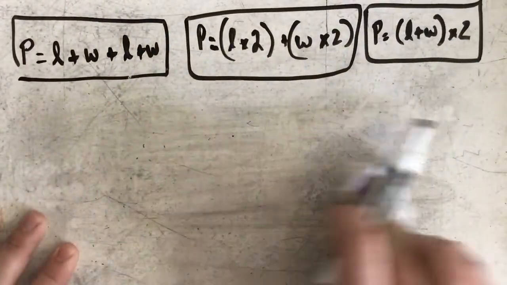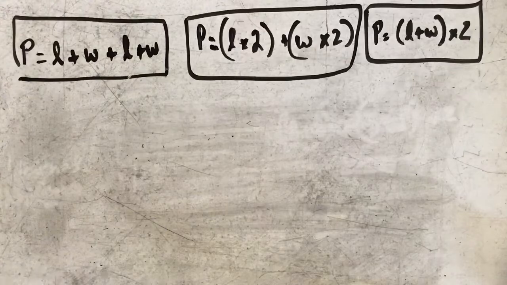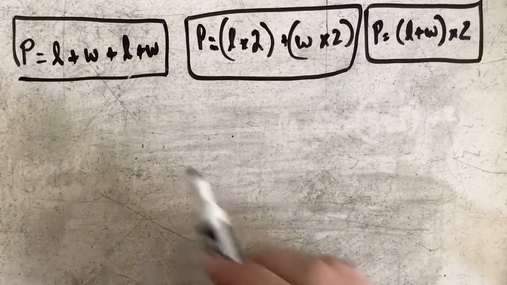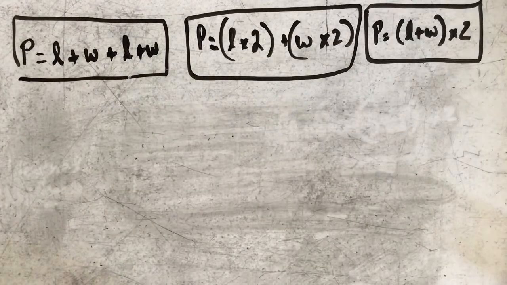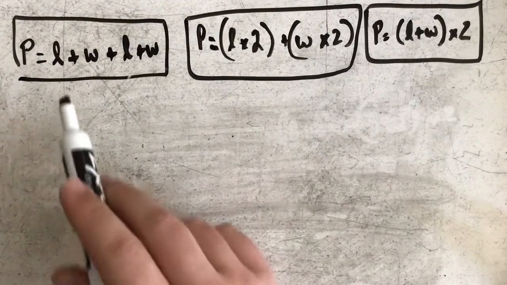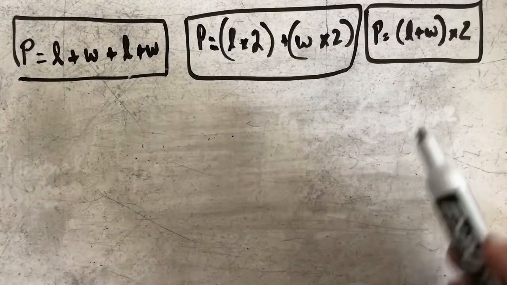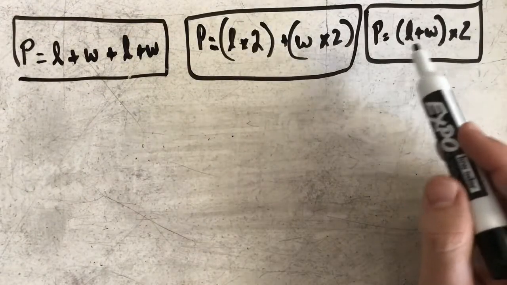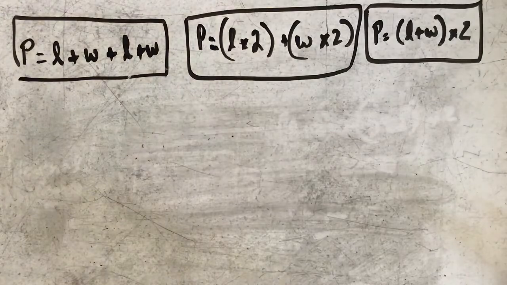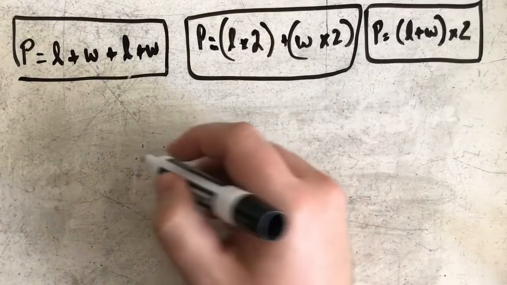And we'll do one more example. In this example, we will use the third formula. And again, I can use any of these formulas on any perimeter problem, and they will all give me the same answer. It really just depends on which one you would prefer to use. If it's easier for you to just remember adding all the sides together, then use that one. If it's easier for you to remember to add the two sides together and multiply by 2, use that one. Whatever method works best for you.